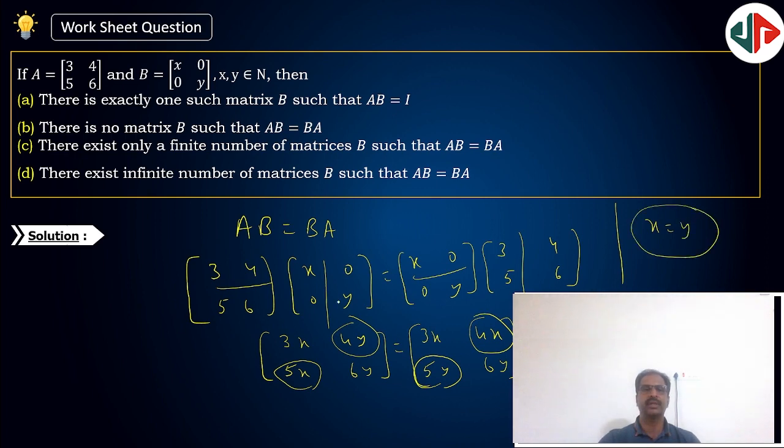If x and y are equal, how many matrices are possible for B? Infinite number. Thus, if I take x as 1, y will be 1. 1, 0, 0, 1 is one matrix. If I take x as 2, then y is also 2. Then 2, 0, 0, 2 is another matrix. Like that, how many matrices is it? Infinite number of matrices. So option D is correct.